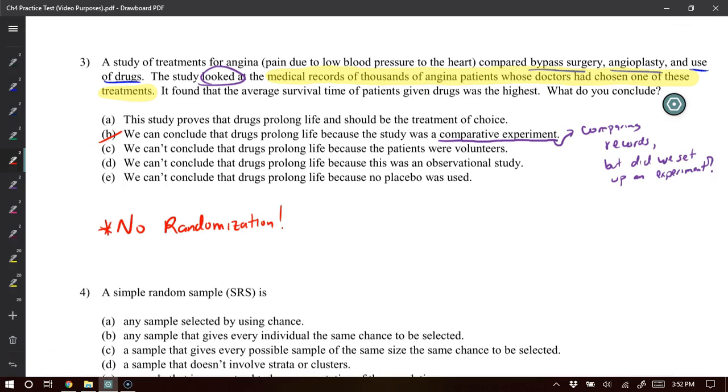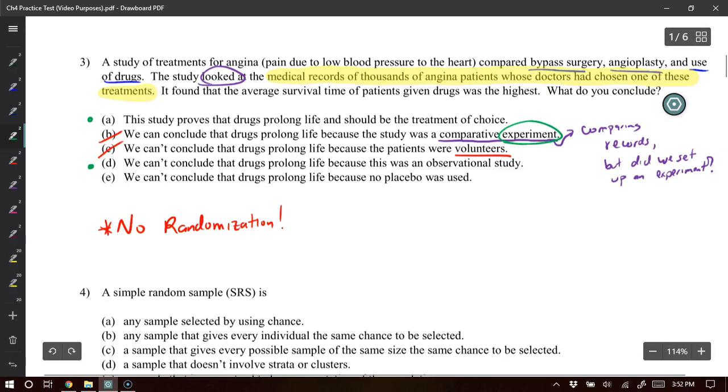If we go through, we can't conclude that drugs prolong life because the patients were volunteers. Well, no one volunteered. The person just looked at the records. We can't conclude that drugs prolong life because this was an observational study. I like that one. We're still on hold on A. I haven't gone back to that one yet, but I like it because it was not an experiment. The person just observed the records. They looked at them. We can't conclude that drugs prolong life because no placebo was used. Again, this was not an experiment, so we can't do that.